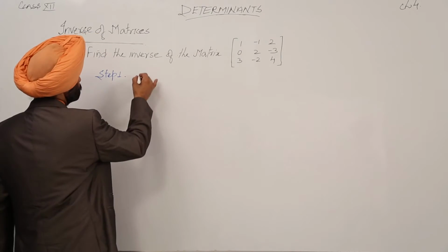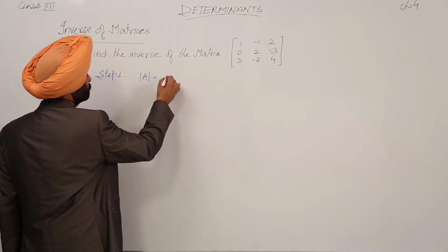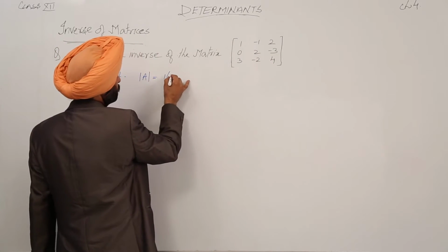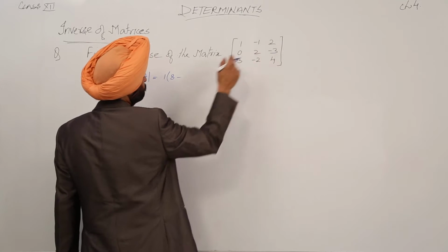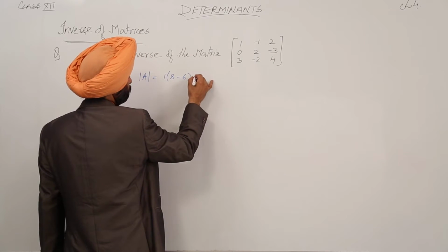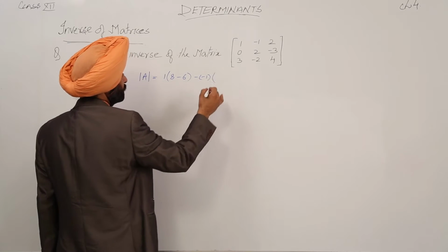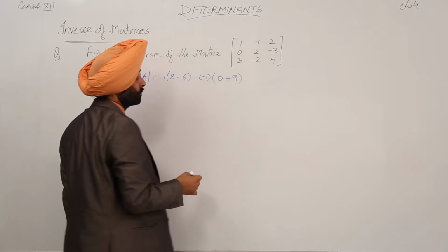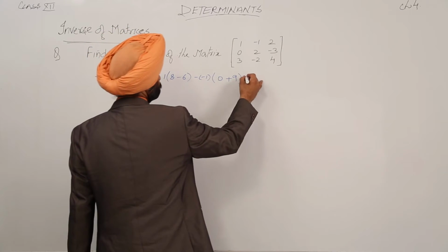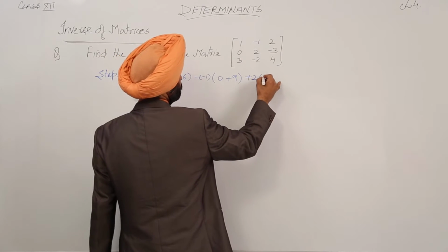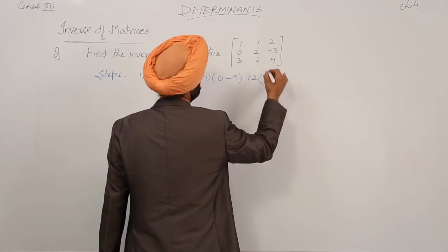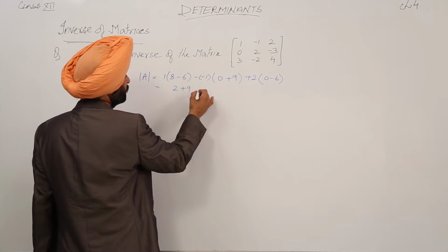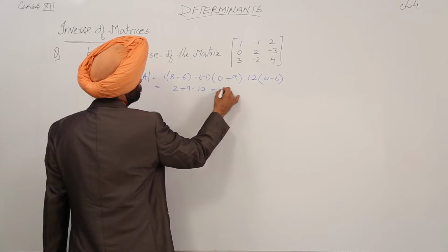determinant. Okay. So determinant of A is equal to 1 with (2 with 4, 8 minus 2 with minus 3, it is 6) minus 1 with (0 with 4, 0 plus 9), minus 3 with 3, then plus 2, again we are having 0 minus 6. Now this becomes 2 plus 9 minus 12, this is equal to minus 1.